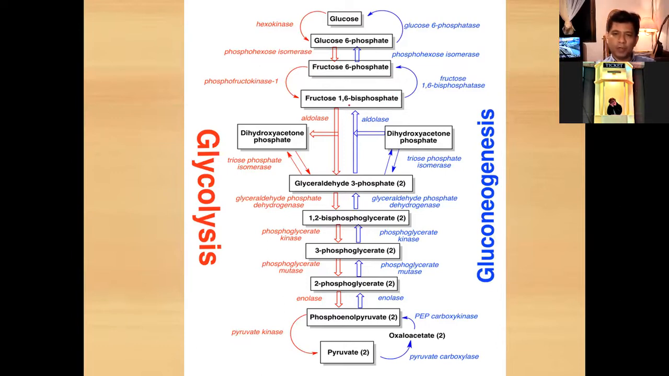So, in order to convert fructose 1,6 biphosphate to fructose 6-phosphate, you're going to use another enzyme. This is known as fructose 1,6 biphosphatase. This is the second enzyme na magkaiba sila. The same sa phosphohexose isomerase. And then ito, syempre, yung hexokinase is irreversible. So you're going to use glucose 6-phosphatase to convert glucose 6-phosphate to glucose. No? So this is gluconeogenesis.